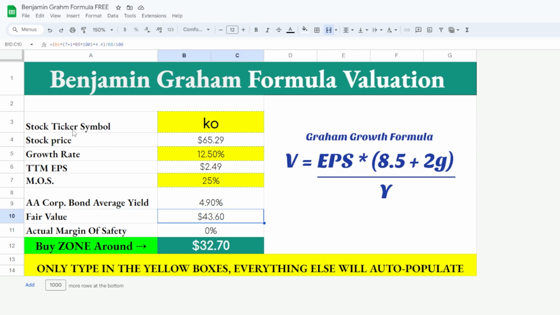Now, fair value is going to be based off all these different things. It's going to give you an idea of what a fair value of the stock that you're talking about is currently. And then with a margin of safety applied to it, you're going to get a buy zone applied from everything above.